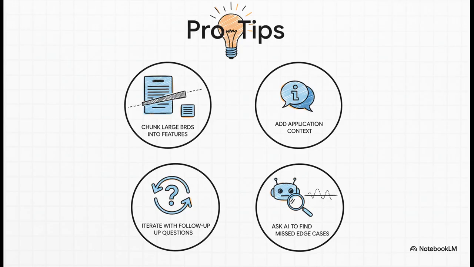Now, if you want to get the absolute best results, just remember these pro tips. Feed the AI requirements in smaller chunks, maybe one feature at a time. Give it a little context about the app, and this is key. Iterate. Use follow-up questions, and you can even ask the AI to critique its own work and find gaps.